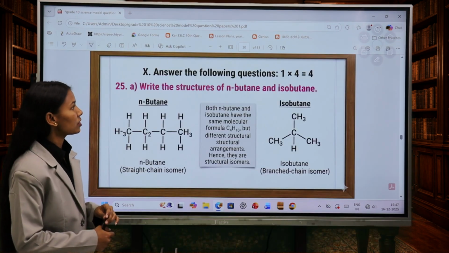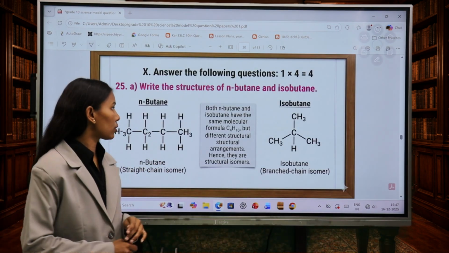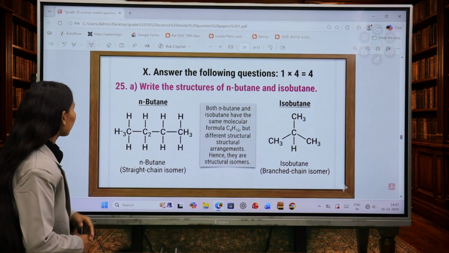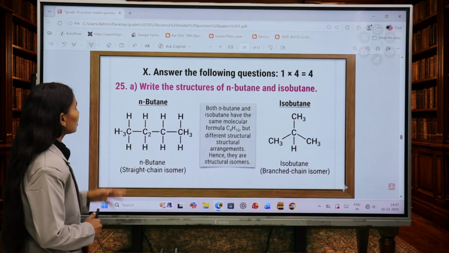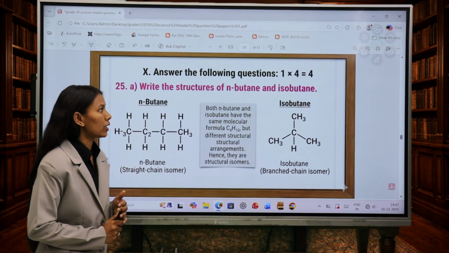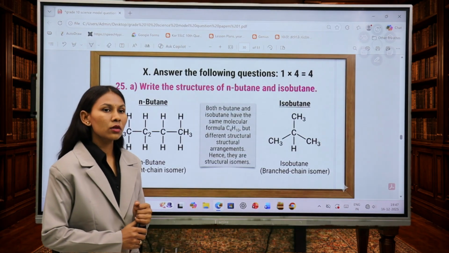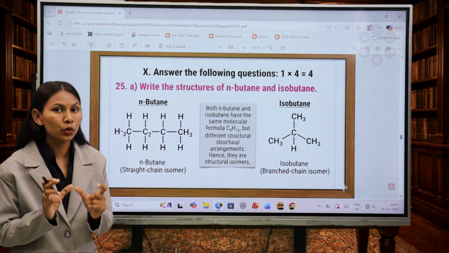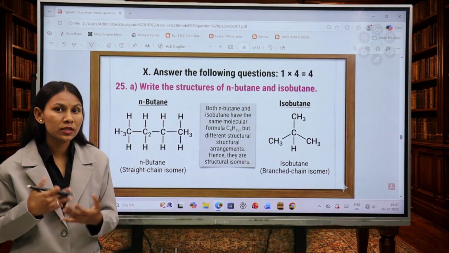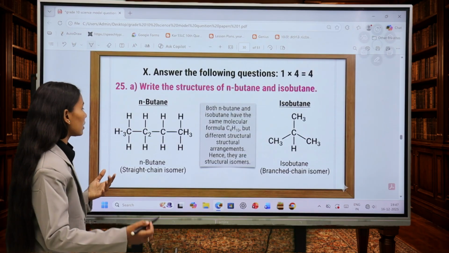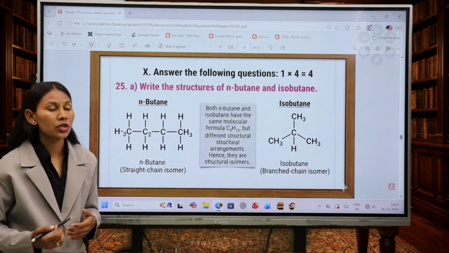Answer the following questions. 1 into 4 is equal to 4, that is, one question carrying 4 marks. 25th question, in that A, write the structures of n-butane and isobutane. Here their molecular formula is the same, butane only, but the structure is different. That is why they are called structural isomers.